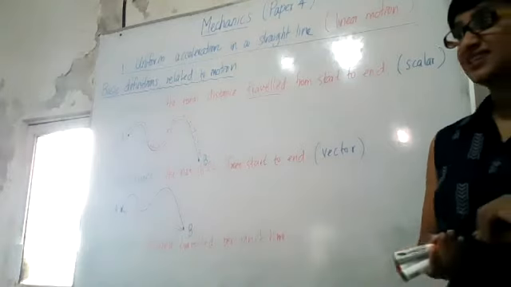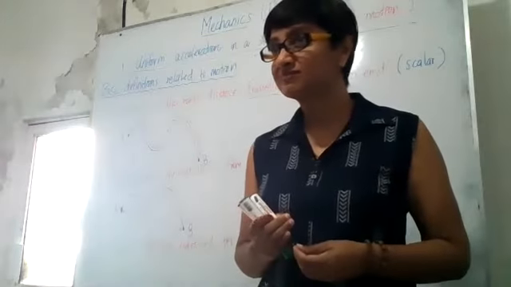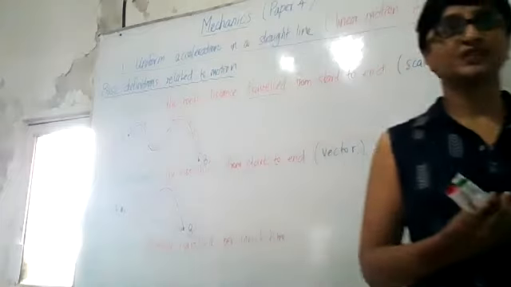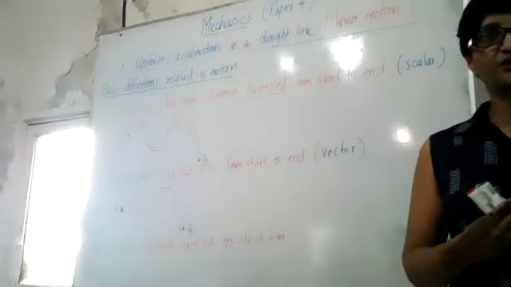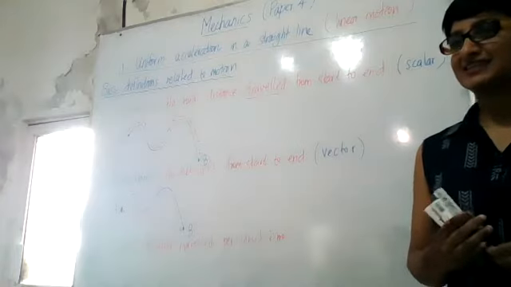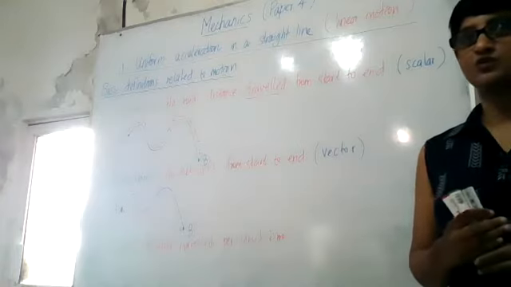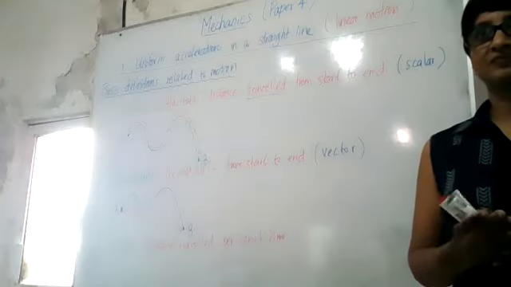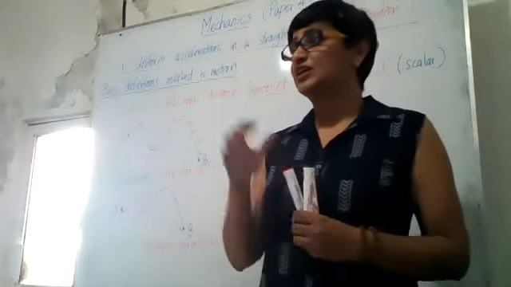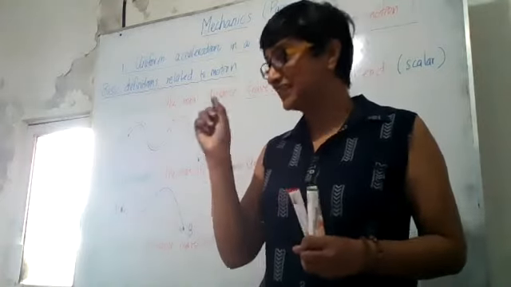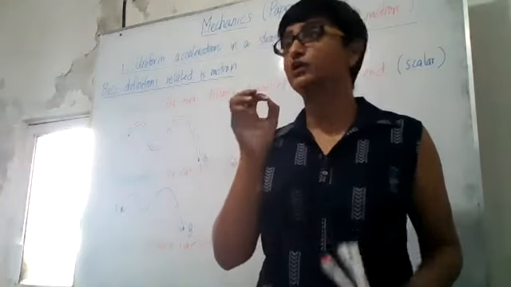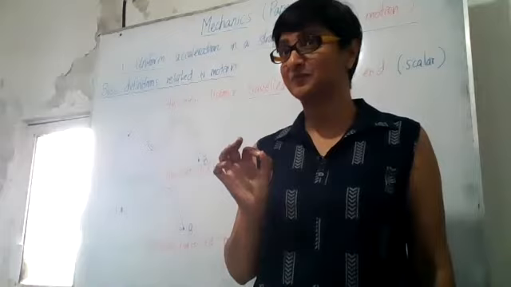Light years. Isn't that a unit of time? Light years? Yes. Light years, is it a unit of time or unit of distance? Distance. It's a unit of distance. How long is 1 light year? A light year is the distance traveled by light in 1 year.